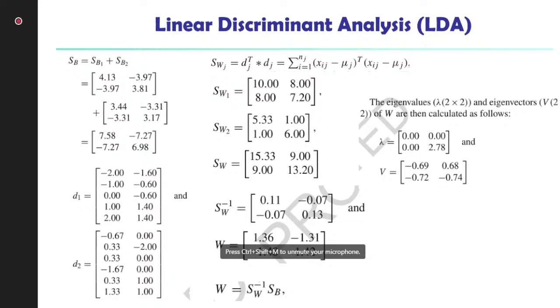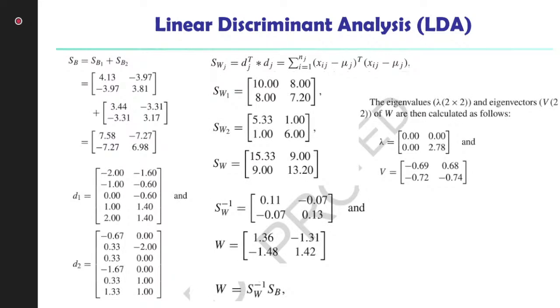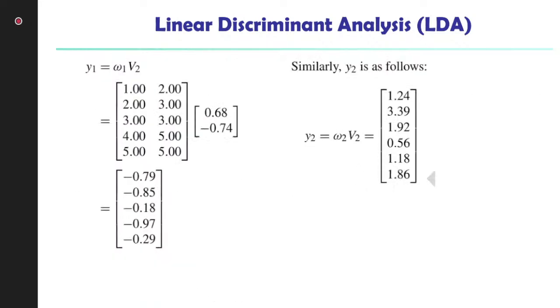And then we simply multiply this SW inverse with SB for the W generation, which is coming to 1.36, minus 1.31, minus 1.48, 1.42. And then we calculate the eigenvalue and eigenvector of it, and then we generate a projection matrix, similar to PCA. We multiply it with the original values, the vector which we have selected here, right, 0.68 and 0.74. This vector is multiplied with it. This is the transformed data.